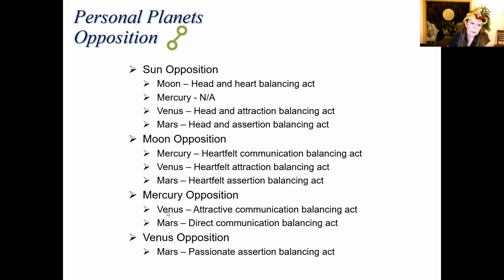Mercury Venus opposition, there's a balancing act between what you're attracted to and how you communicate what that is. Mercury Mars, that is Mercury, planet of communication, Mars assertion. There's a balancing act around maybe even like, I'm just going to say it. And then you go home and go, oh, I said that backwards. Maybe I need to apologize. There's a balancing act. Venus and Mars, passionate assertion, balancing act. They have to find the balance between being too little or too much, so to speak.